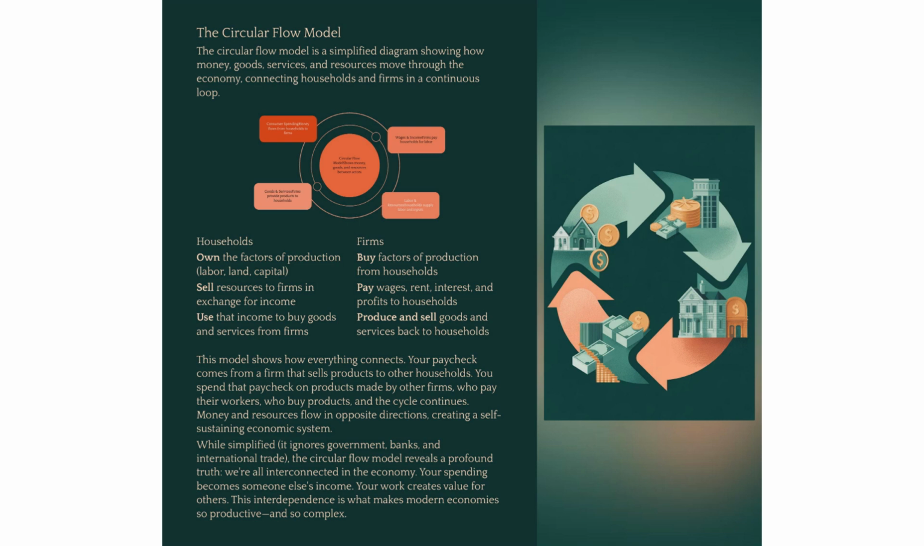The economy isn't just a collection of individuals. It's a system of connected transactions, which we can visualize in the circular flow model. Think of two big groups: households, you and your family, and firms, businesses. Households sell their labor to firms and use the money to buy products from firms. Firms use that money to pay for labor and resources. It's a continuous circle where money flows one way, and goods, services, and labor flow the other. This simple model shows how everyone in the economy depends on everyone else.